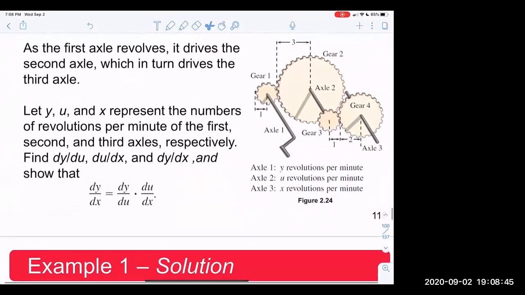Okay, so if we are looking at y, u, and x, they represent the number of revolutions per minute of the first, second, and third axles. So axle 1 goes y revolutions per minute. Axle 2 goes u revolutions per minute. Axle 3 goes x revolutions per minute. Okay? So we want to find the number of revolutions of the first axle compared to the second axle. Okay?